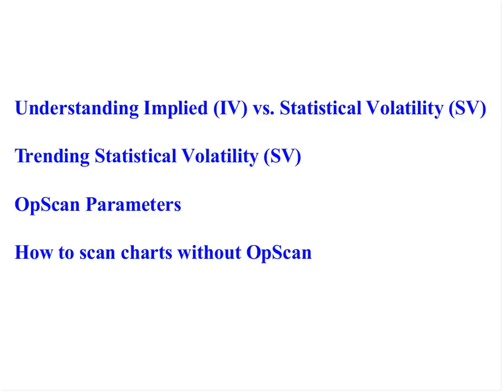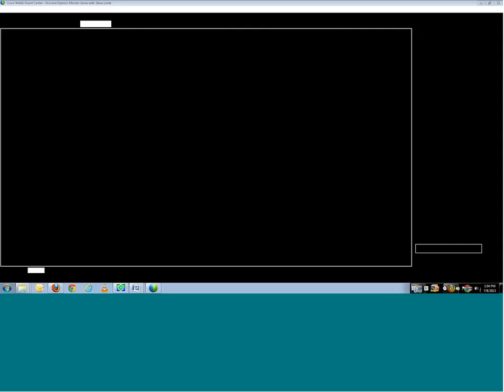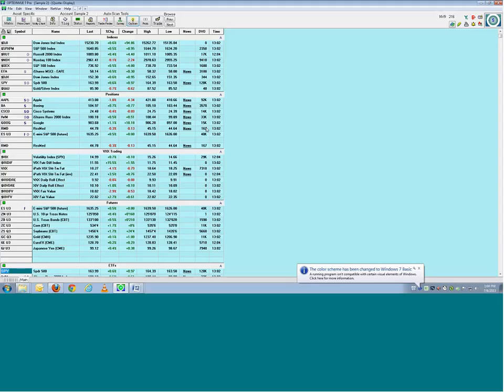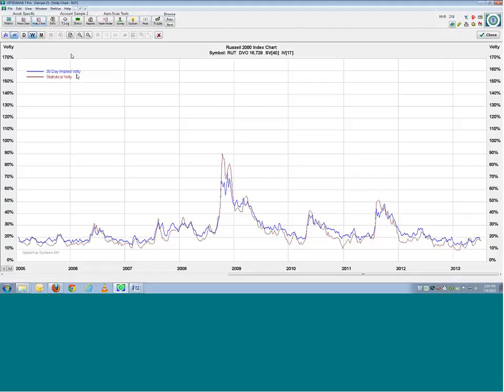Very good. All right, so I'm going to share with you my desktop. We're going to go over to OptionVue. Ta-da, there it is. Okay. And let's see, we're looking at some indices up here, and I'm going to fire up the Russell. I'm going to click on the $RUT. We're going to bring up the volatility chart here, and I'm going to superimpose the price chart.